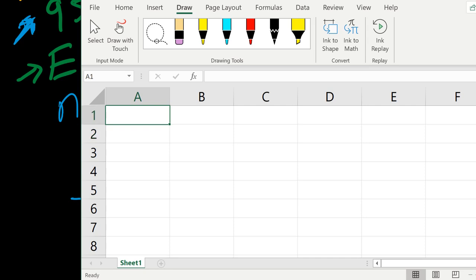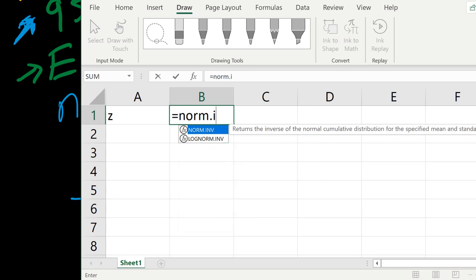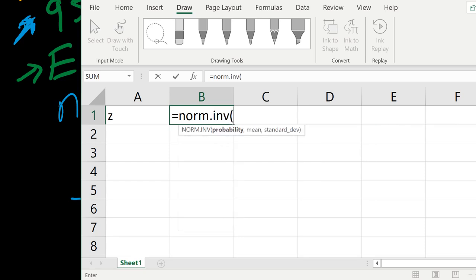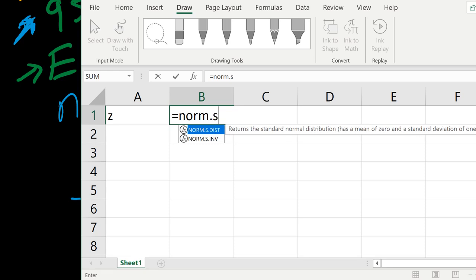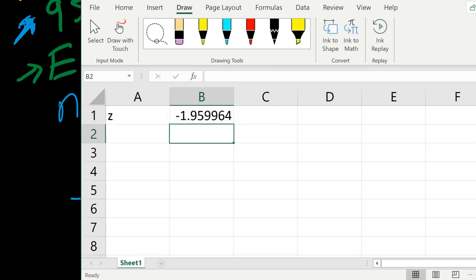And what I want to type in is equals, so let me write Z. So equals norm dot inverse. Okay, because I'm going to give it a probability. Actually, norm dot S dot inverse, because it's the standard normal. Okay, so I'm going to give it a probability. 0.025. Close parentheses, and then press enter. There we go. Negative 1.9, if I were to round that, 0.96.